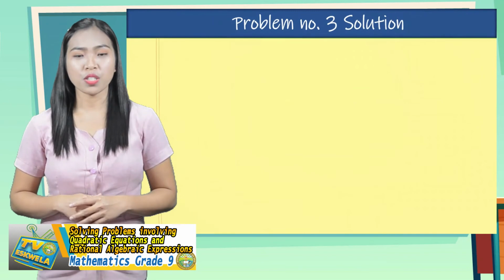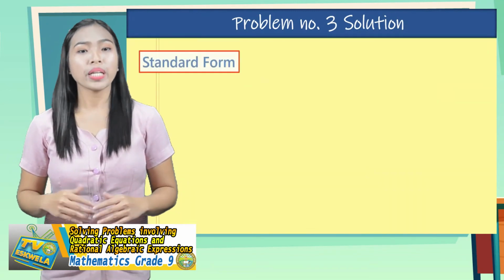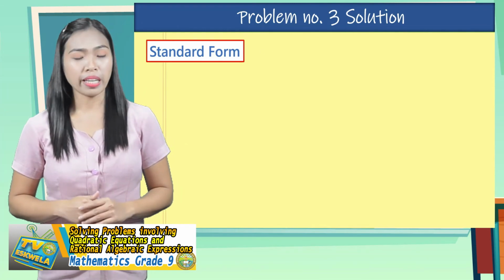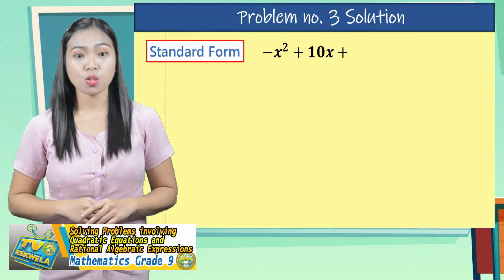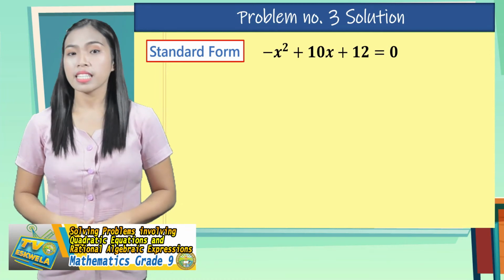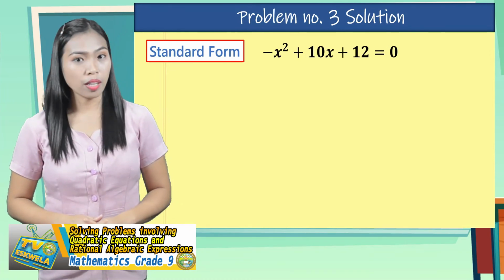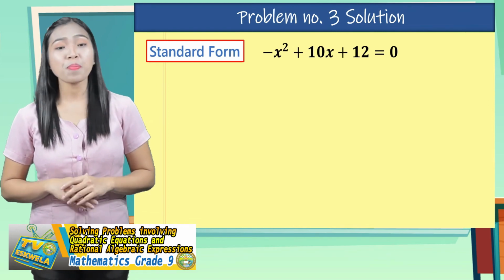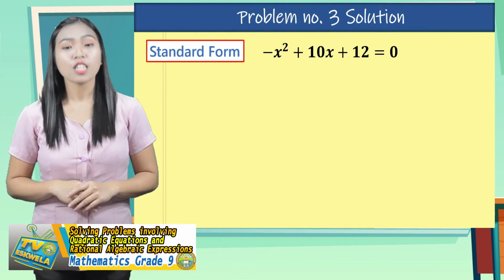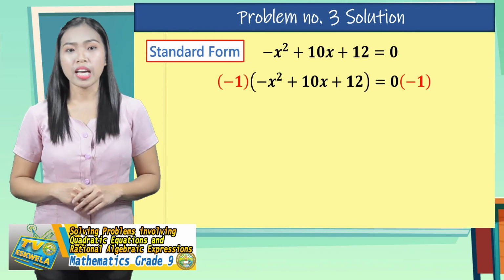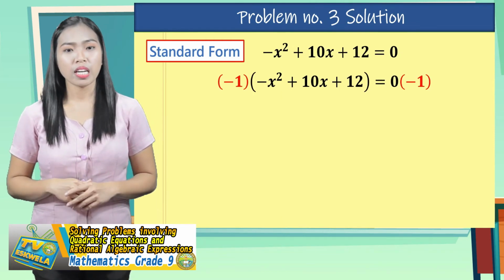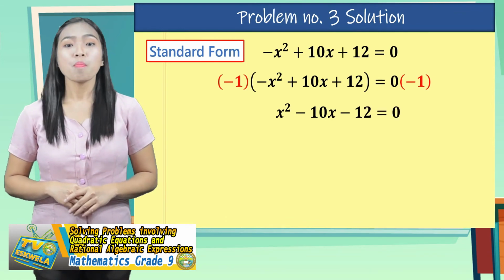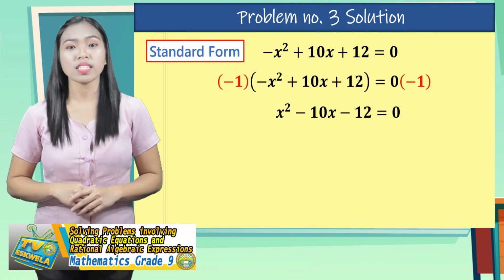Writing this equation in standard form by applying the subtraction property of equality makes negative x squared plus 10x plus 12 equals 0. Or by multiplying negative 1 to both sides of the equation, this is the same as x squared minus 10x minus 12 equals 0.